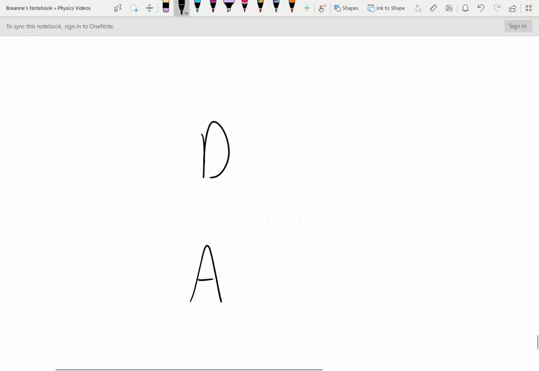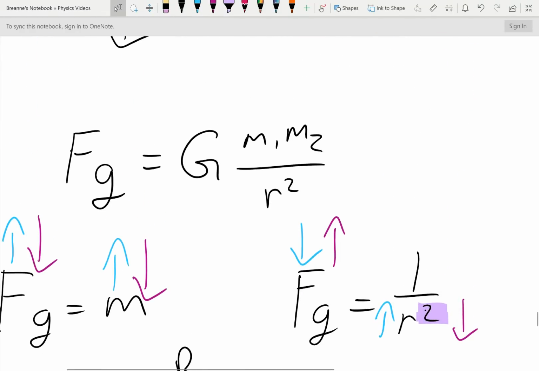If you look at your equation, there's only one force of gravity in your equation. So therefore, you can only have one force of gravity. So it's the same.